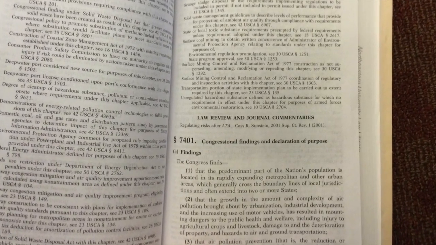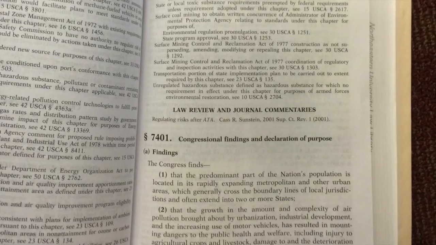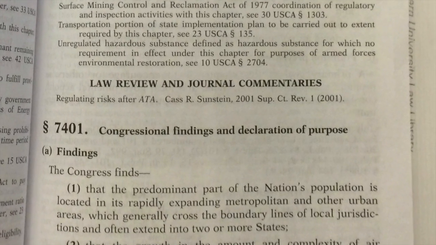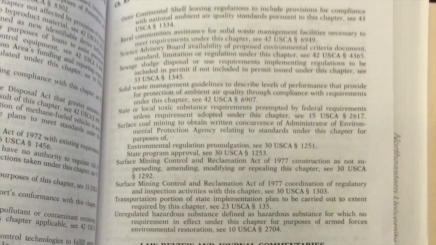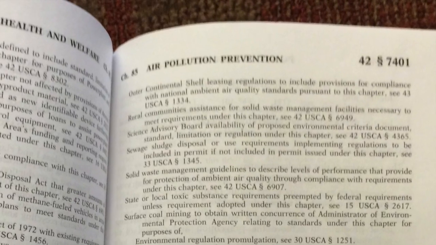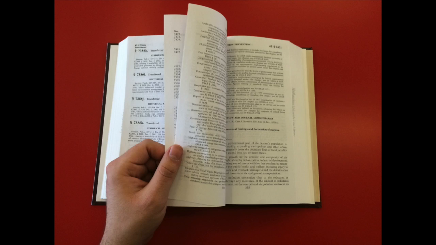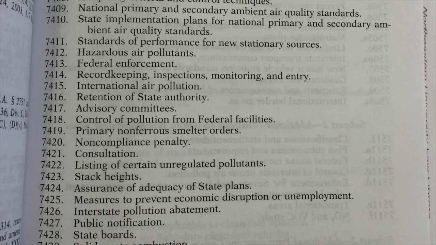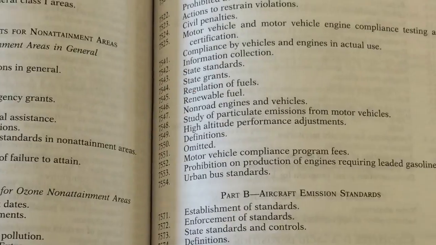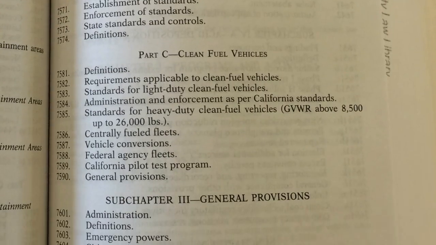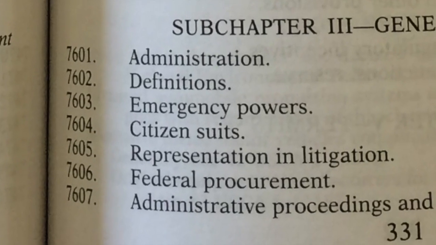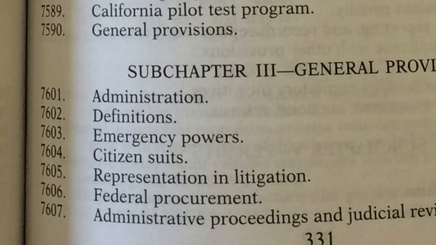We see that Section 7401 itself is actually just congressional findings and declaration of purpose. However, we know we must be in the right place, not only because the index took us here, but because we can see that this chapter, Chapter 85, is entitled Air Pollution Prevention. If we go back just a few pages, we can see a table of contents listing the name of each section under this chapter. Go through this table before the chapter to find sections that look relevant to what you need. A section that looks very relevant for our purposes is Section 7604 under Subchapter 3, General Provisions.